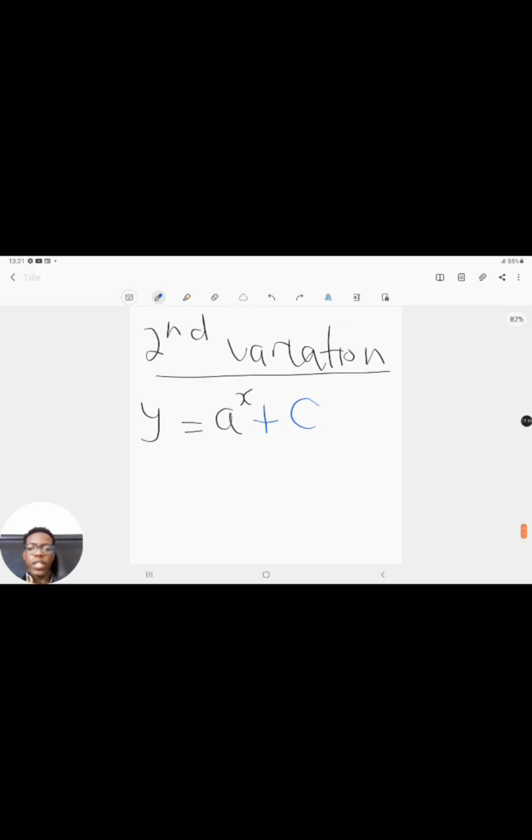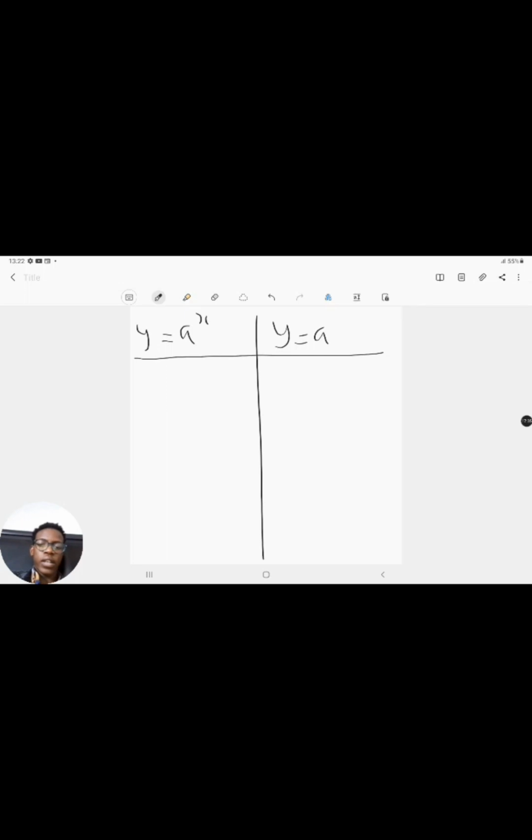Well, let's find out. Say you've got a table, and in this table you've got y is equal to a to the power of x. And then here you've got y is equal to a to the power of x plus c. Okay, let's give numbers to that.